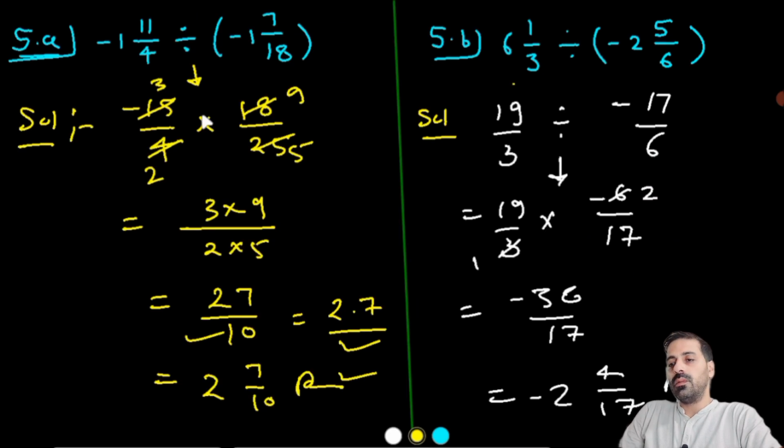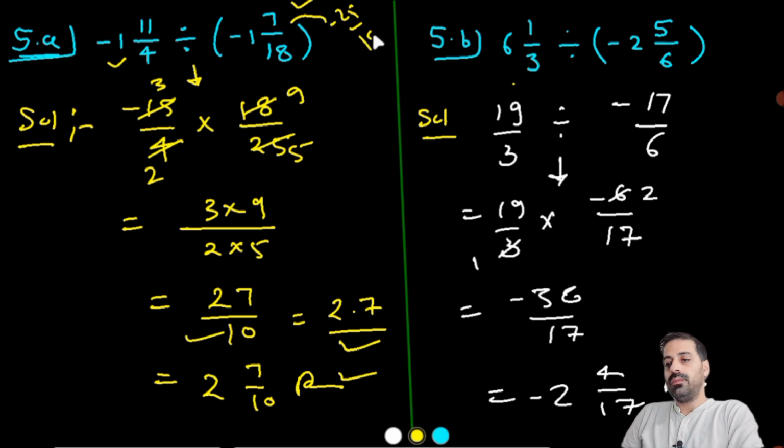Now comes the next question. Now open the mixed fraction. After opening this mixed fraction we have negative 15 upon 4. Now opening this mixed fraction we have 18 upon 25. Not 25. After opening this mixed fraction we have negative 25 upon 18. Okay, so that will be negative 18 upon 5.